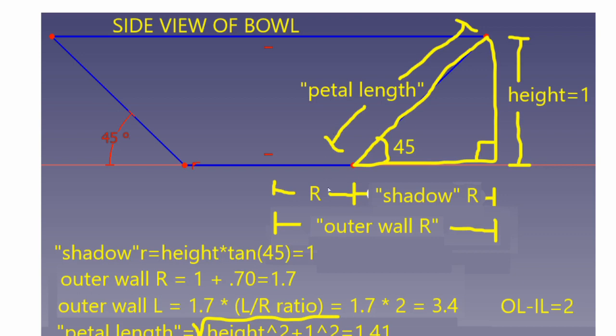Again, we just use the Pythagorean theorem, and we see that the petal length is the square root of the height squared plus the shadow R squared. So height squared, which is 1, plus the shadow R squared, also 1, those together are 2. The square root of that is 1.41. So now we know the petal length is 1.41.